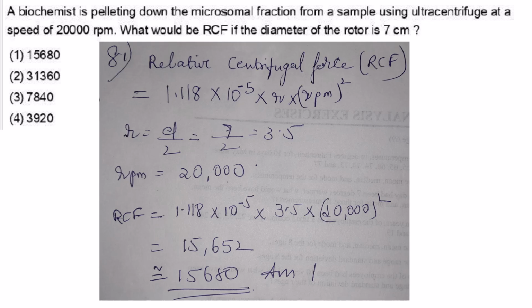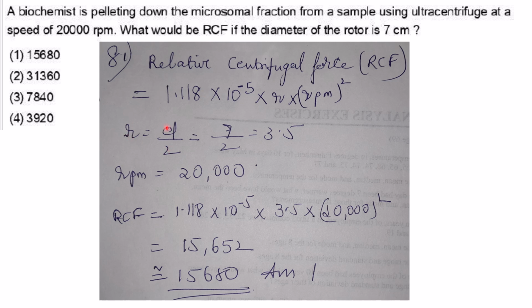Then coming to the first question, a biochemist is pelleting down the microsomal fraction from a sample using an ultracentrifuge at a speed of 20,000 rpm. What would be the RCF? RCF is relative centrifugal force, if the diameter of the rotor is 7 centimeters. So there is a formula to calculate RCF. It is 1.118 into 10 raised to minus 5 into R into RPM square.